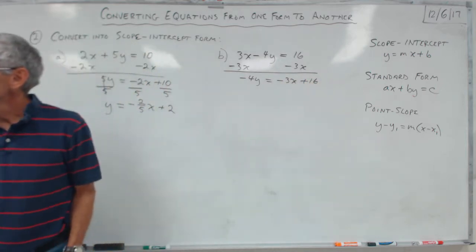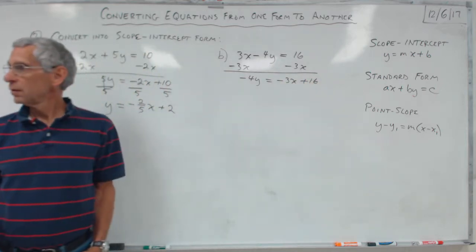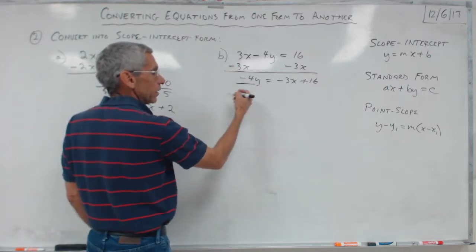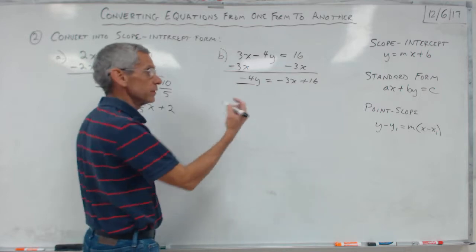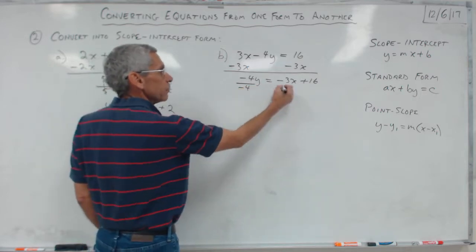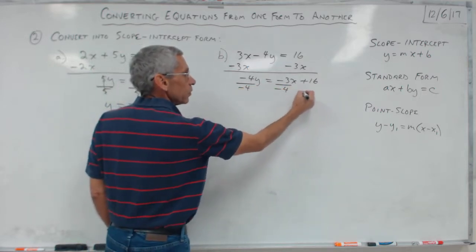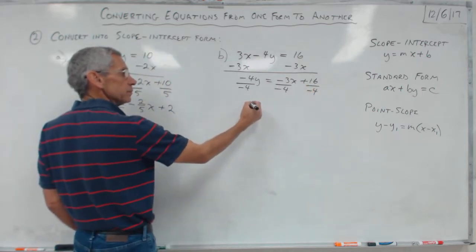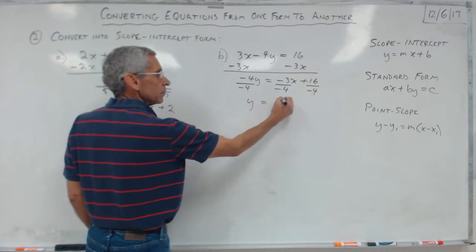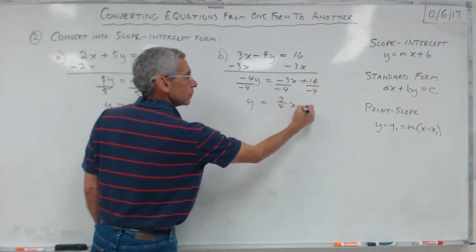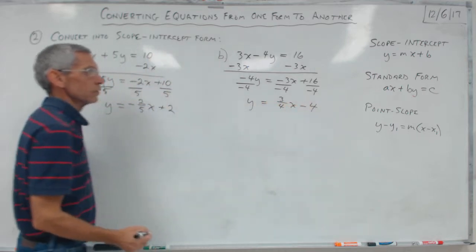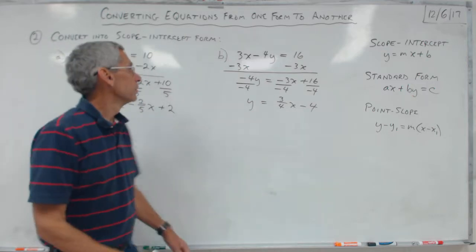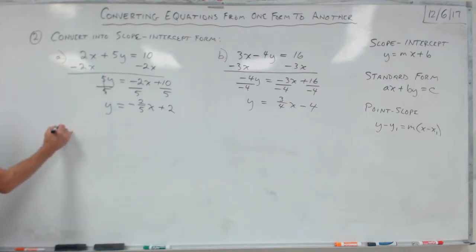What would I do now? Then you divide by negative 4. Yes. I don't want that negative there because I don't want to say negative y. I want to say y. So I divide by negative 4 on every term. So what does that give me? y equals 3/4 x minus 4. Is that slope-intercept form now? Okay, we're done.